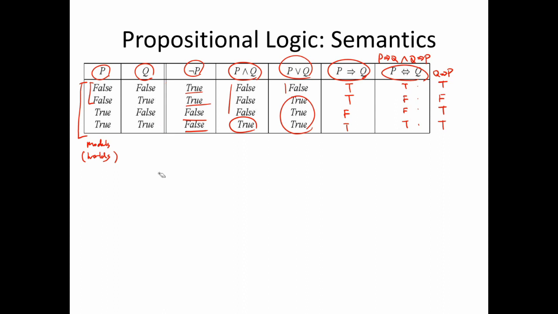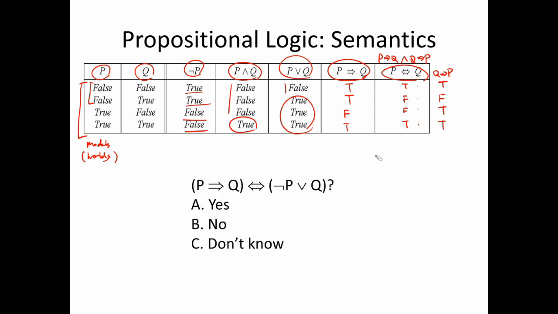So let's consider a question. Is P implies Q equivalent to not P or Q? Again, you can pause the video for a bit until you finish this. Well, we already know the truth values for P implies Q. So I guess it will be helpful if we knew the truth values for not P or Q.